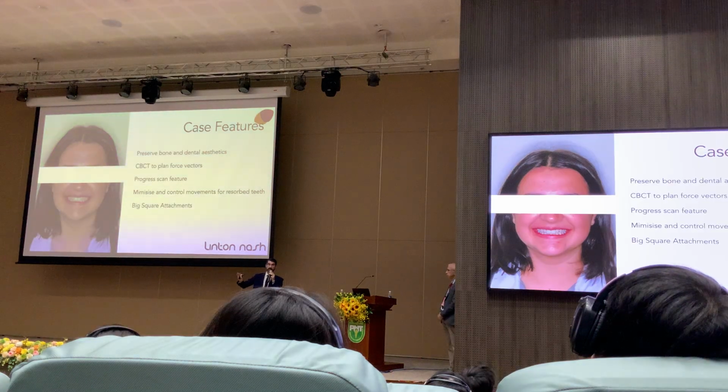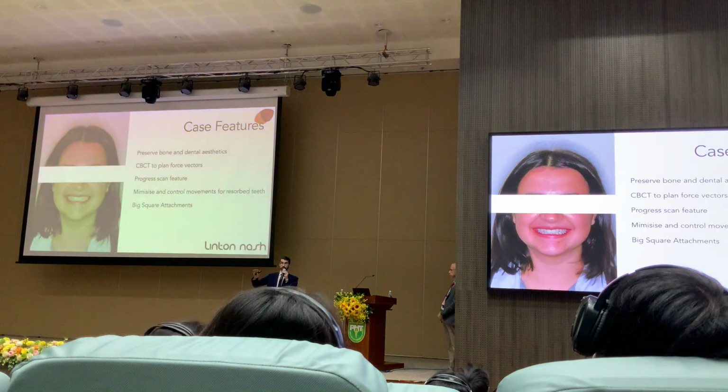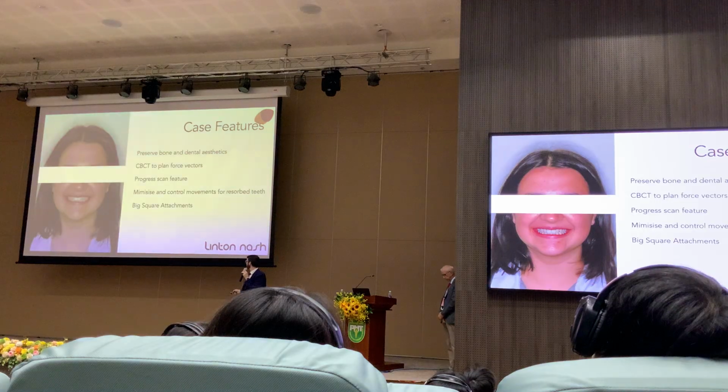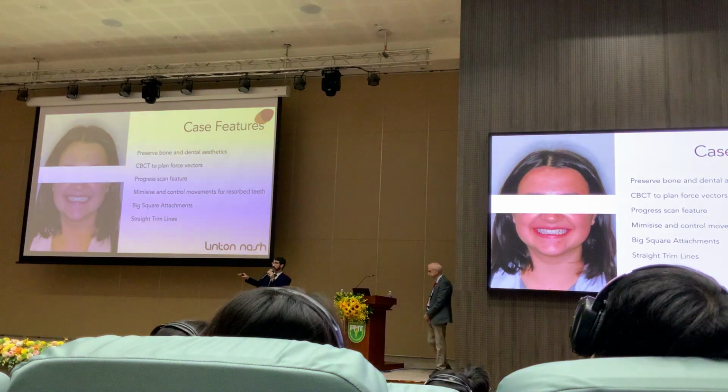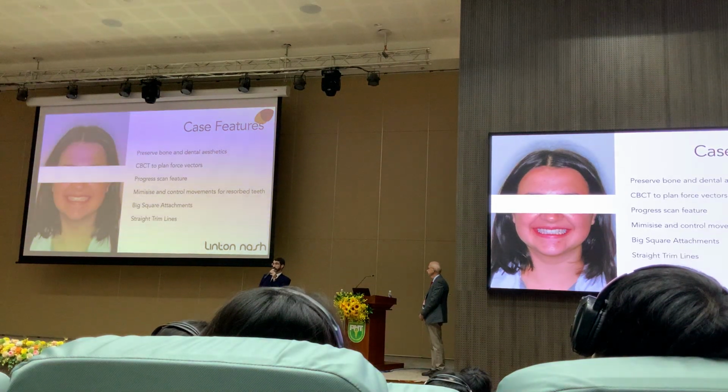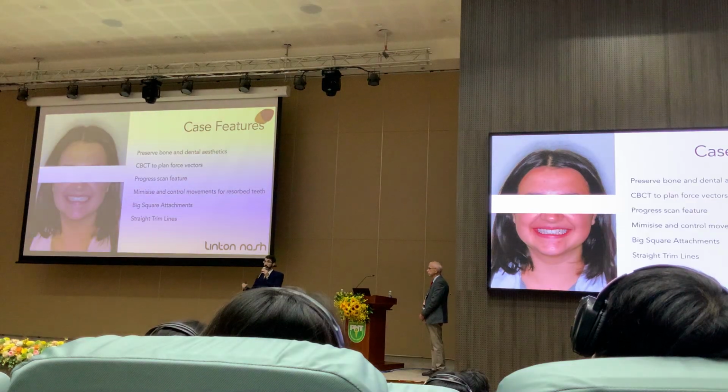Use big square attachments. If you take anything away from my research and all the stuff I do, you want your attachments to be big and square. Forget about optimized attachments. They just don't work. Straight trim lines put the force on as well as it possibly can. Scalloped aligners reduce the amount of force applied to those teeth, and there are about 16 research papers now showing that.